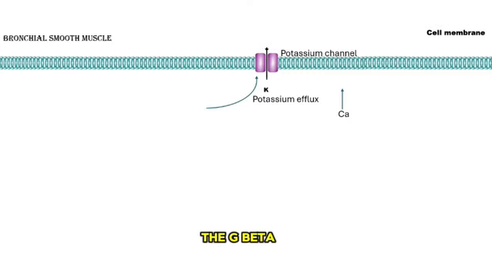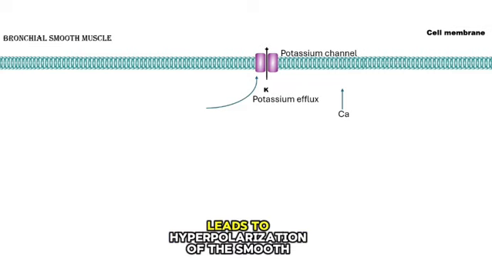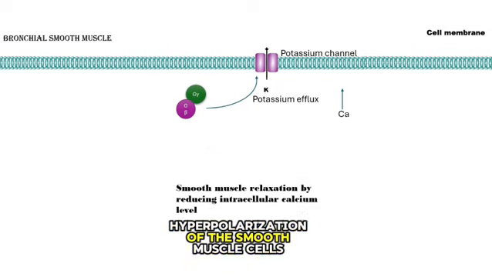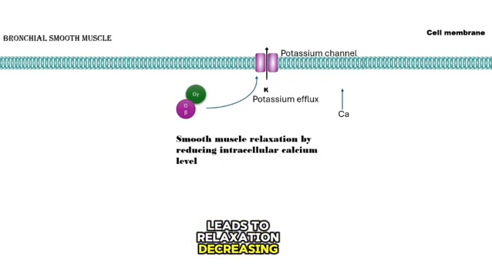The G beta gamma heterodimer activates the potassium channel, and potassium ions go from intracellular to extracellular matrix, which leads to hyperpolarization of the smooth muscle cells. Hyperpolarization of the smooth muscle cells leads to relaxation, decreasing contractile activity. This occurs because making the cell's membrane potential more negative closes voltage dependent calcium channels, which reduces calcium influx and lowers intracellular calcium levels, which leads to airway smooth muscle relaxation.